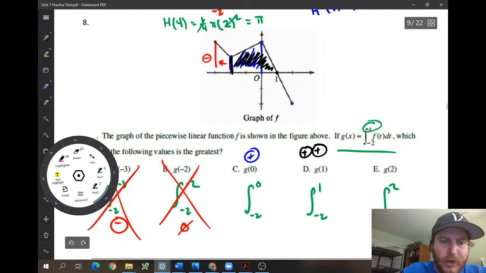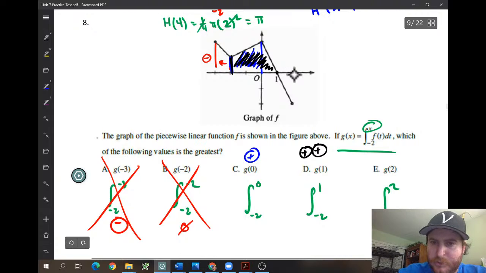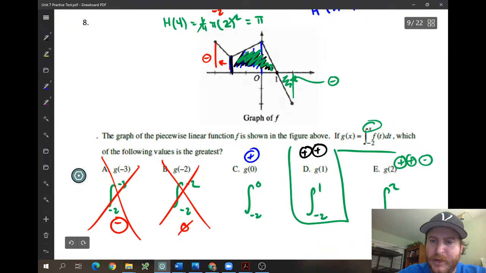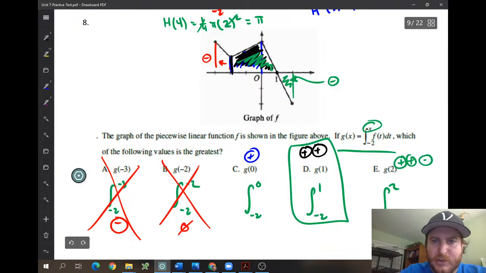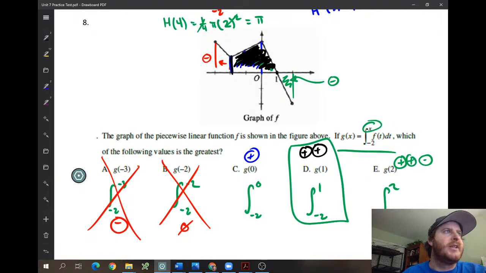And then on e, what happens is it goes until positive 2. So I get all of this area from the previous one, but then that's negative, so I'm subtracting a little bit. So it's my big positive, but then I subtracted a little bit. So which one of those is the biggest? Well, the biggest would have been d. The biggest area would have just been that biggest positive section where I didn't have to subtract anything. So just looking at the graph and using process of elimination.